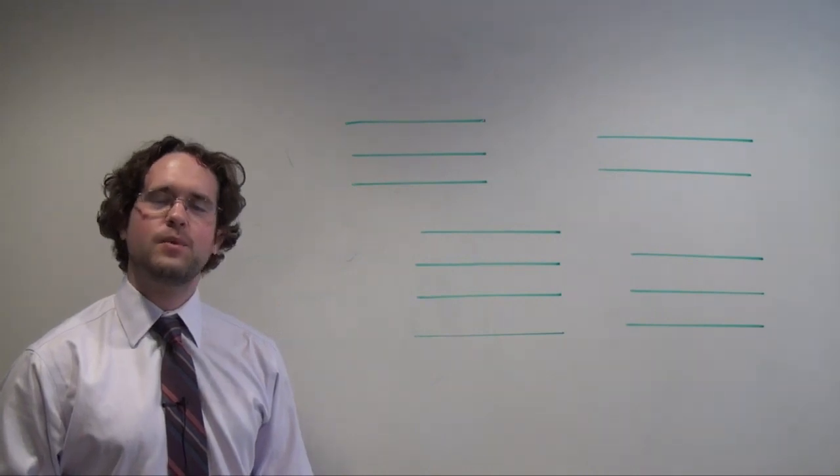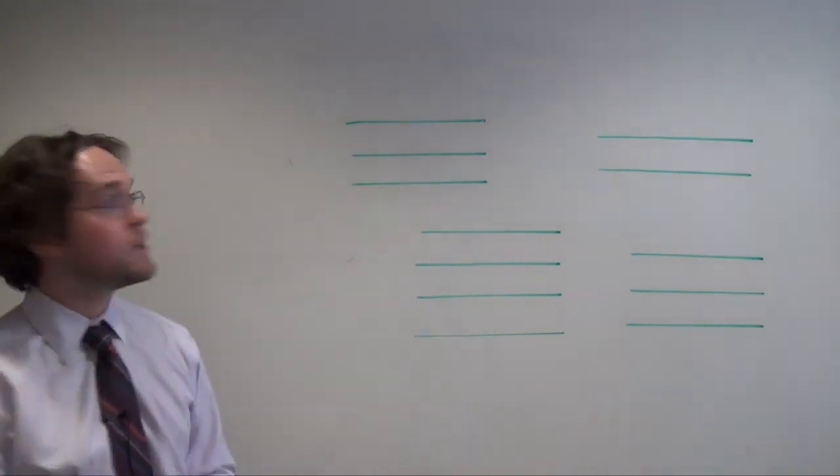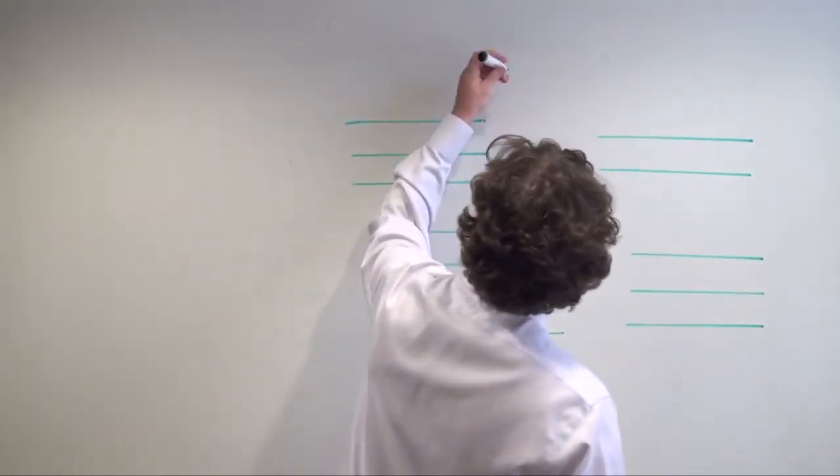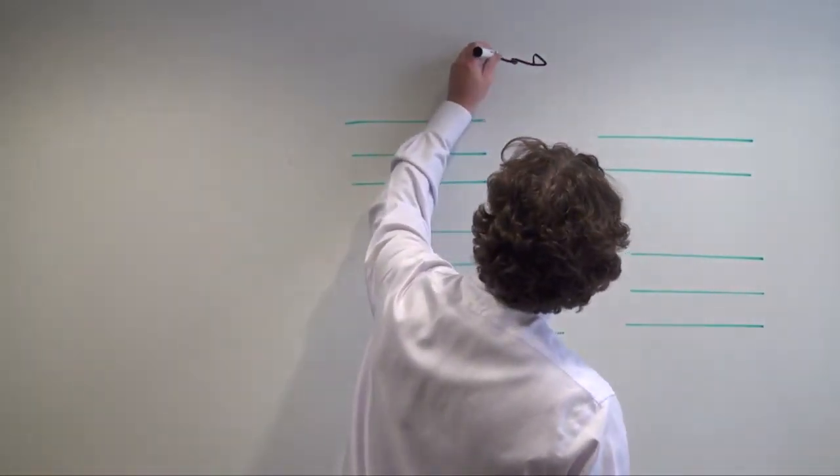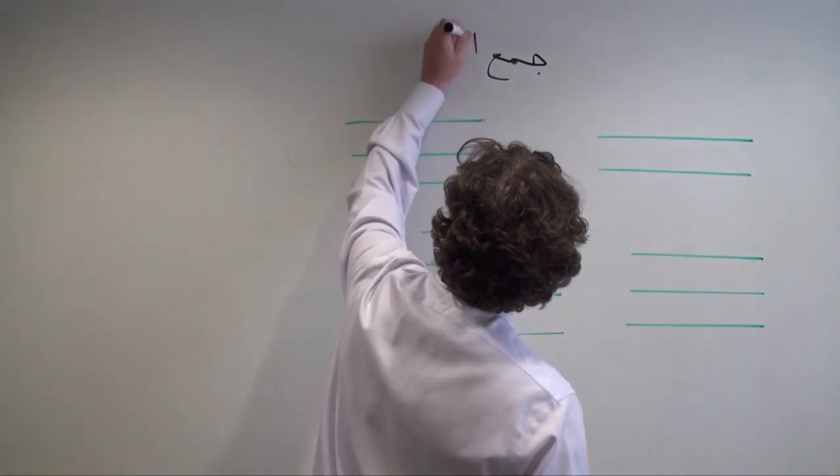Ahlan wa sahlan. Right now we're going to talk about broken plural patterns in Arabic, or what we call جمع التكسير.